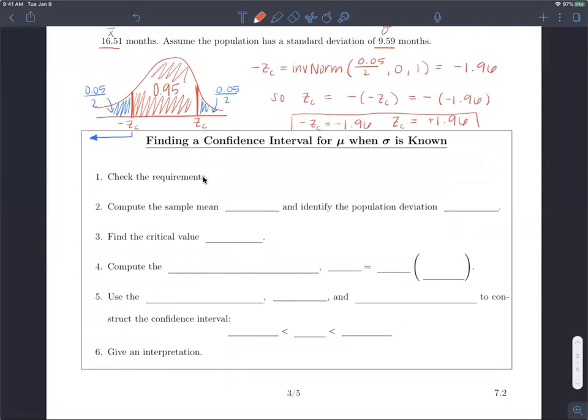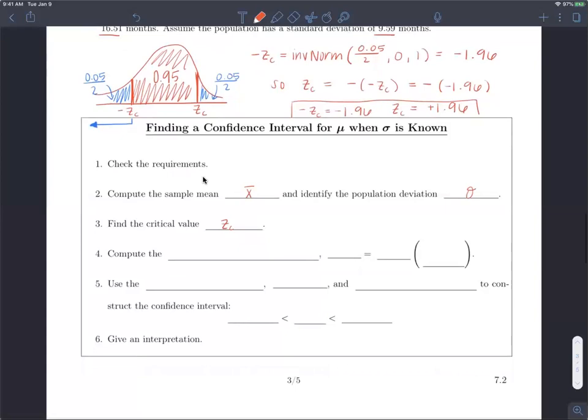But then you need to, if you're not told these two things, then you need to compute the sample mean and identify sigma, right? Most of the time you'll be given X bar. I want to say every time I'm making sure to give you X bar. And then the next thing that you do after figuring out what those two things are is you find that critical value that we just found up here.